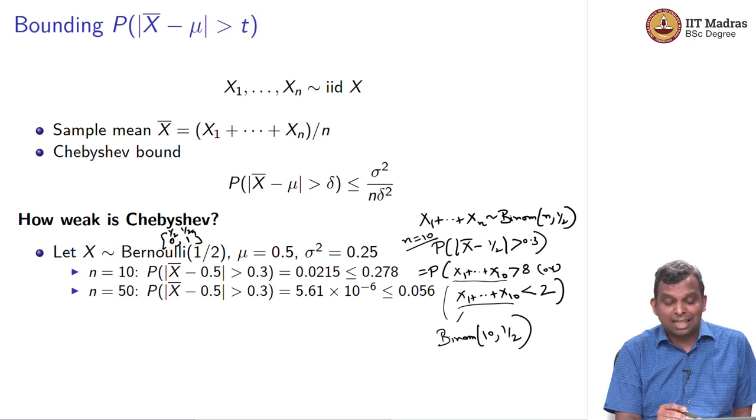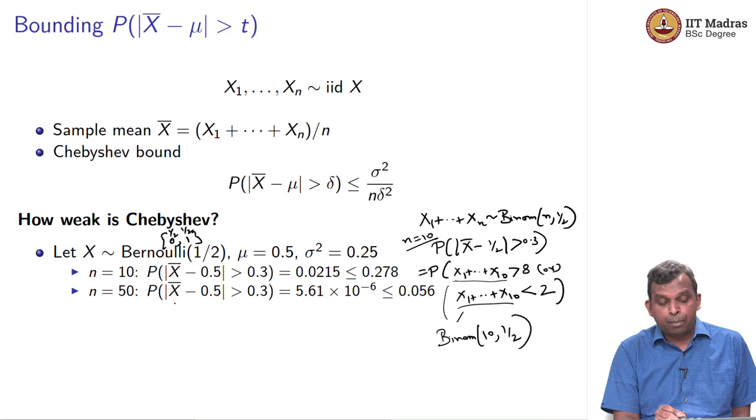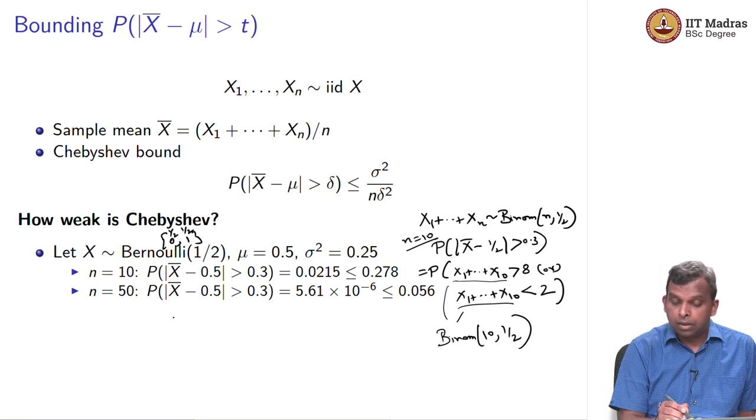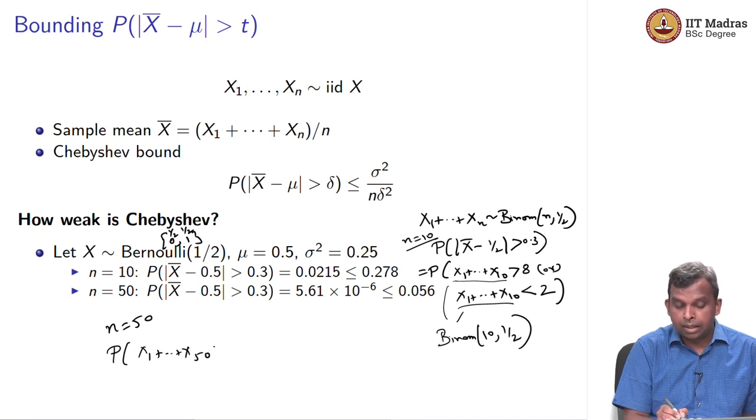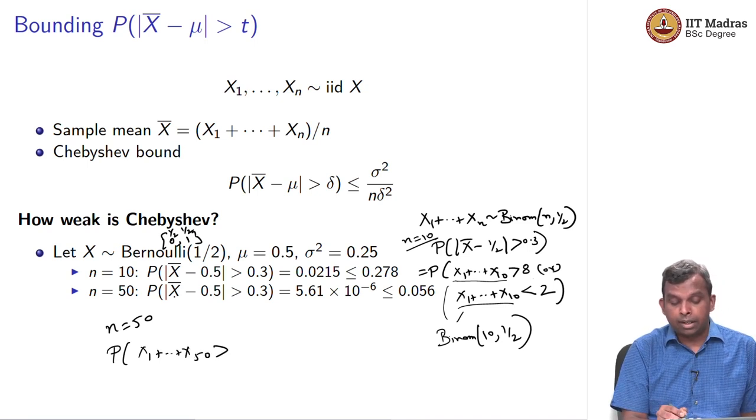What's worse is as n increases, n goes to 50, the same probability of x bar minus 0.5 being greater than 0.3. Now remember, n has gone to 50, right? So when n is 50, the same probability will work out as the probability that x1 plus x50 is greater than 40, or x1 plus x50 is less than 10, right. So this is the probability here, okay.